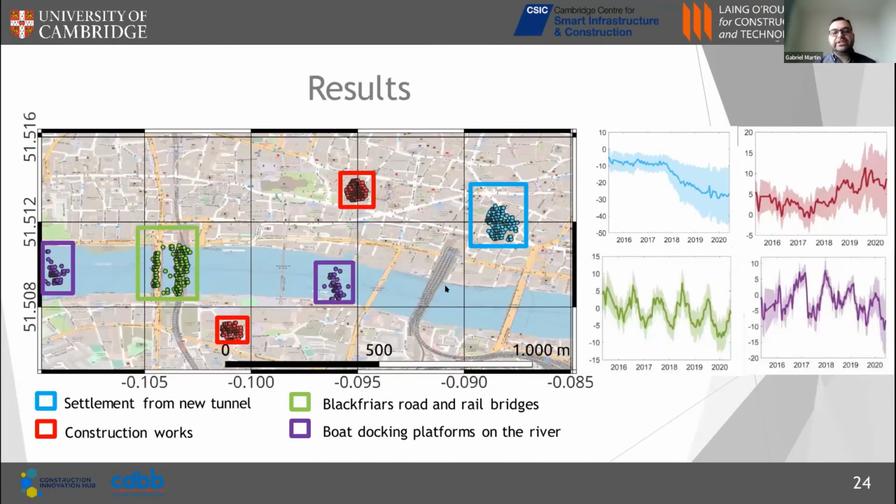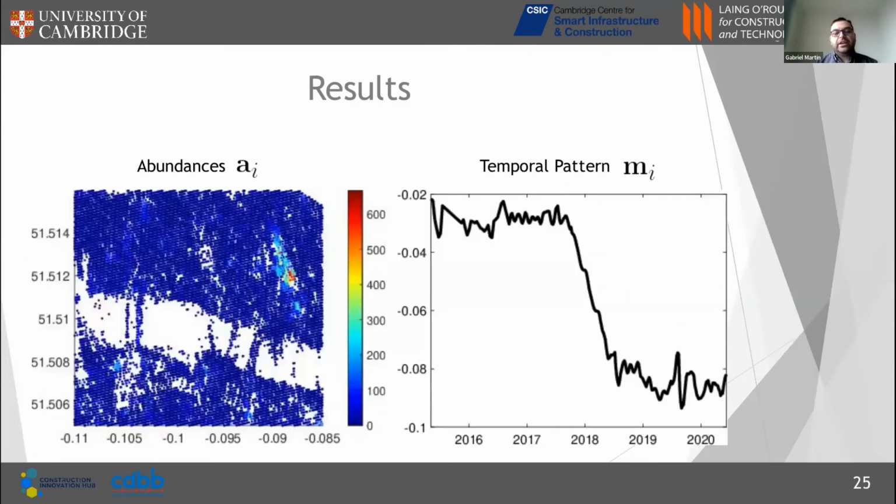So finally, this is again an analysis over the region of the city in central London. We wanted to check how this proposed methodology works in a real scenario. So that's why we use this study case. Here we can observe the pattern extracted that corresponds to the Bank metro station tunneling activities.